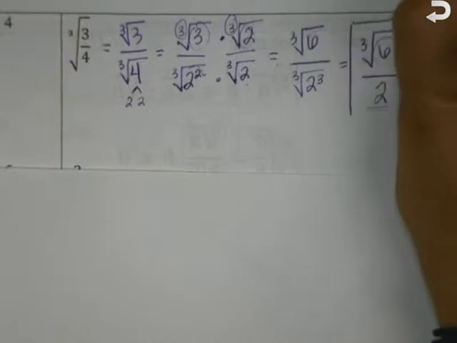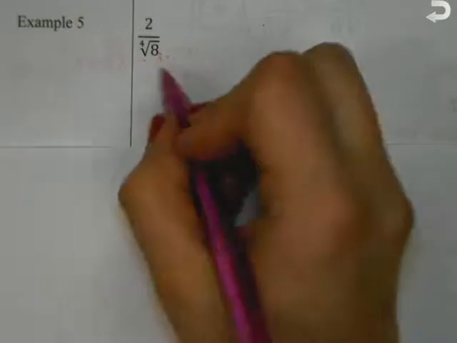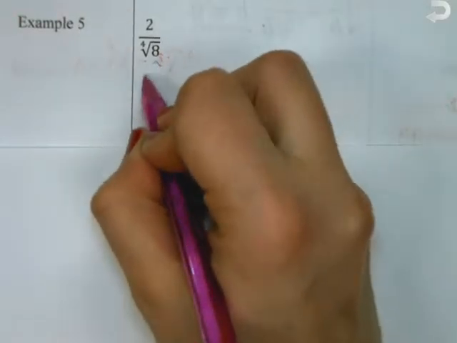Okay, example 5. We have 2 over the fourth root of 8. All right, guys. We are not allowed to have a fourth root in the denominator, correct? So I first need to rewrite 8 into as many primes as I can. How does 8 break down? 2 and 4 and 2 and 2.